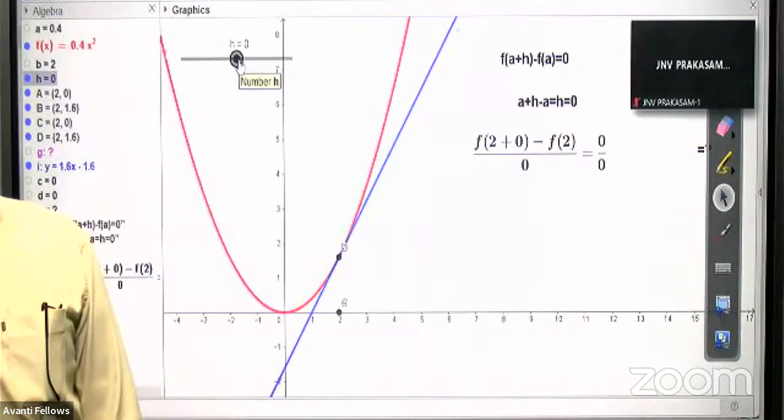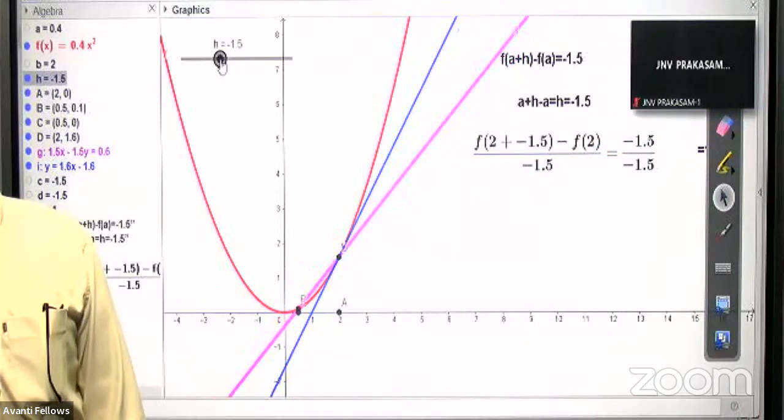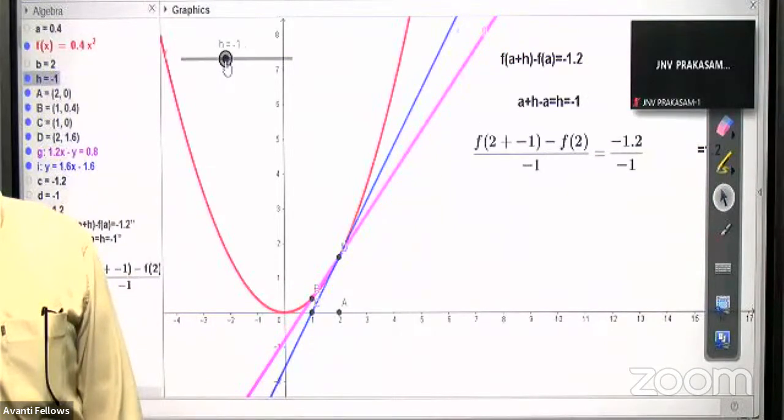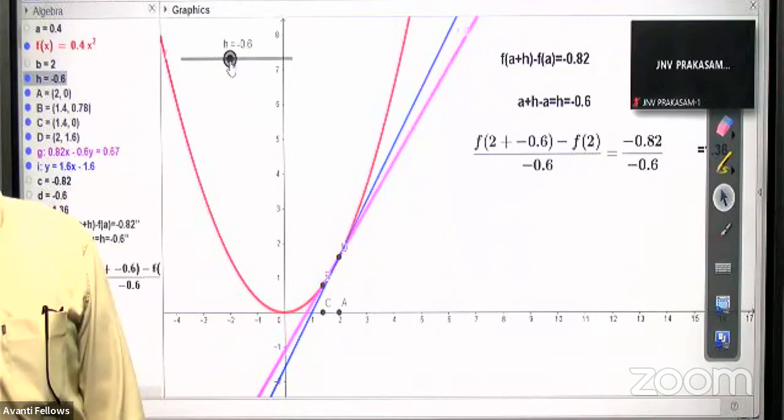Now I will take the left hand limit. Now this is the left hand limit. Okay, h is minus 1.4, minus 1.2, minus 1.1, minus 1. So h is approaching 0 from the left side of 0. That's the meaning of left hand limit. H is now minus 0.7, minus 0.5, minus 0.3.